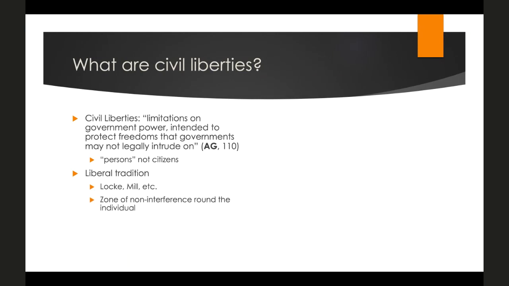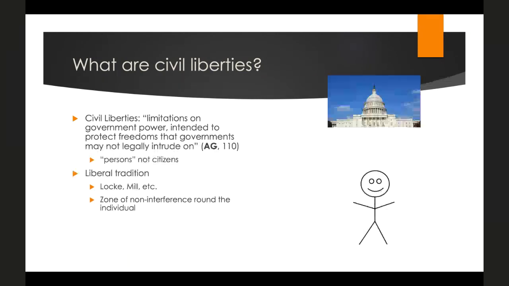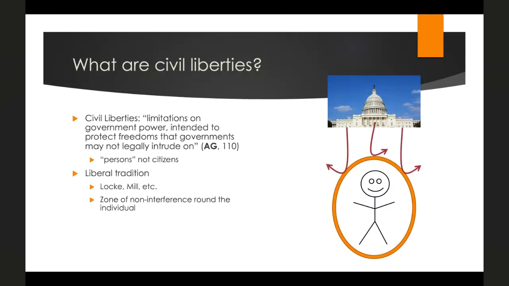And what civil liberties do is create a zone of non-interference around the individual. Since we give up certain rights to live in a society, we want to preserve some spaces of freedom and individuality beyond government power. This zone of non-interference is protected by these civil liberties.